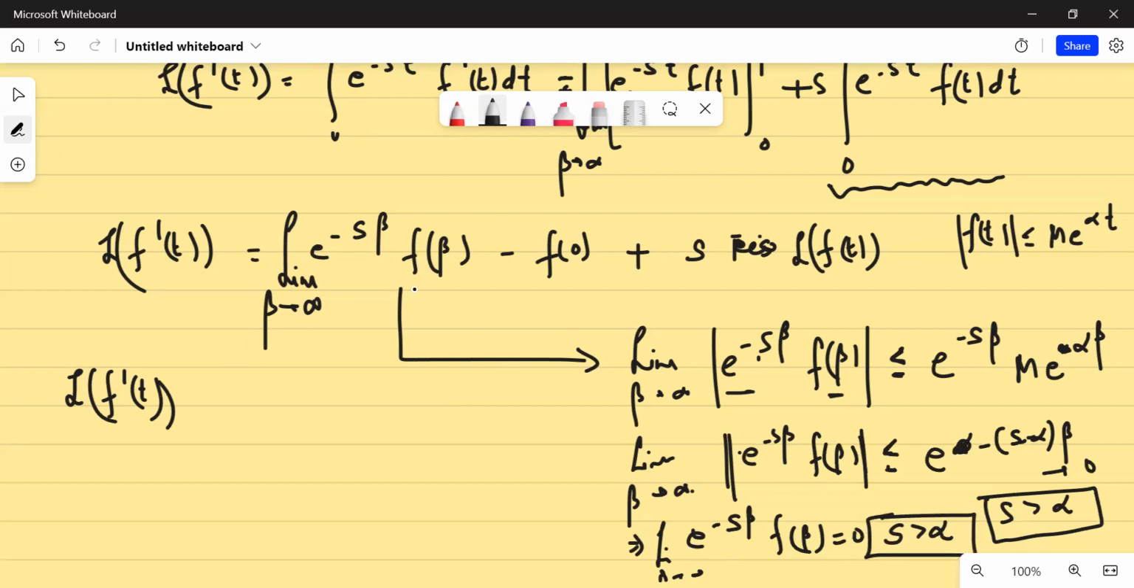Okay, so in the condition that your Laplace transform exists, this particular thing will become 0, and here you have s f(t). So I'll write s L{f}, that is s times the Laplace transform of f(t), and minus f of 0.